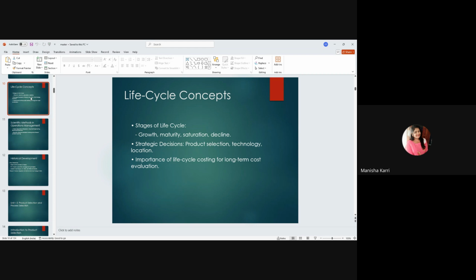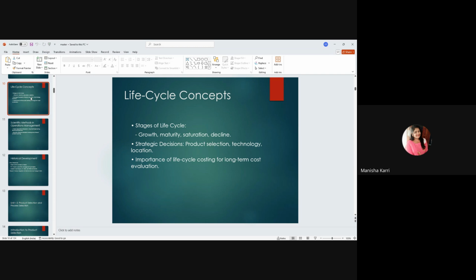Next one is a very simple concept, which is life cycle concepts. There are four stages in this life cycle concept: growth, maturity, saturation and decline stages. In the growth stage, sales will start increasing as more people buy the product. Here our sales increase very sharply. Customers buy the products well. Generally it focuses on making more of the products and advertising to attract more customers.